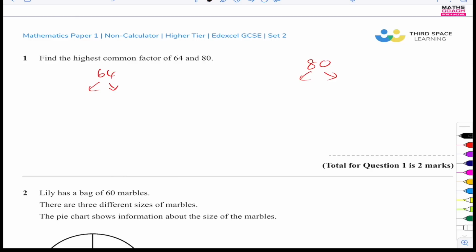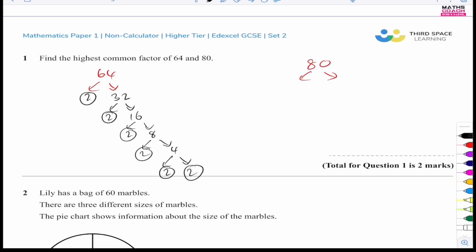Okay. So I'm going to be dividing by the prime factors. So 2 and 32. I circle the 2 because it's a prime number, and I break up 32 further. So that again, 2 and 16, circle the 2, continue doing that, 2 and 8, circle the 2, that's 2 and 4, circle the 2, and then 2 and 2. So how many 2's do I have? 1, 2, 3, 4, 5, 6. So that is 2 to the power of 6.